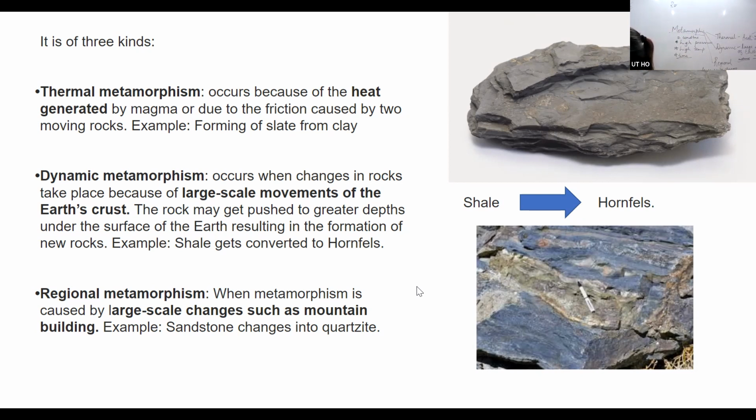Examples you all can write. How it is formed and examples. Large scale, this is because of heat. Example, clay changes to slate. Large-scale movement of the Earth's crust, shale changing to hornfels, and regional metamorphism, changes such as mountain building. Sandstone changing to quartzite.